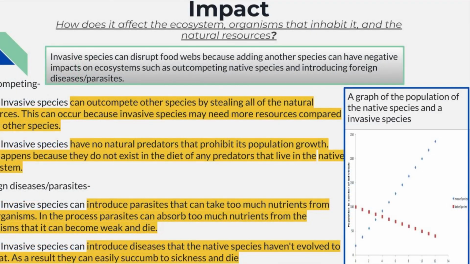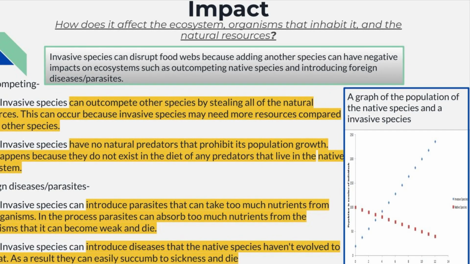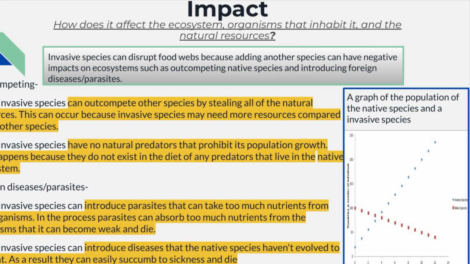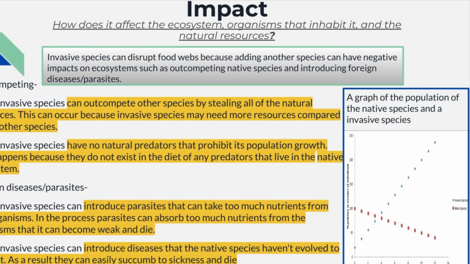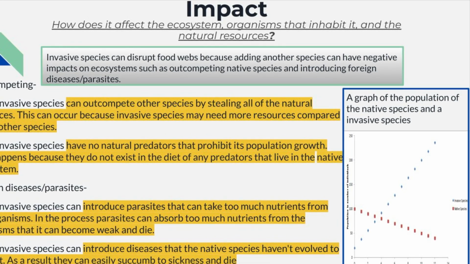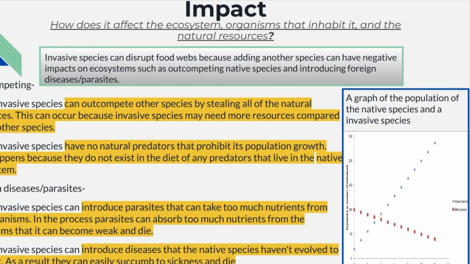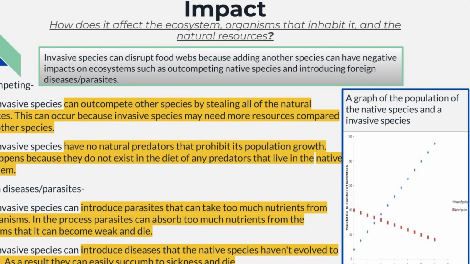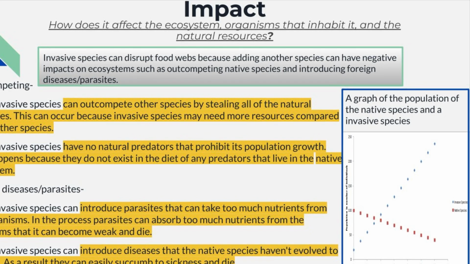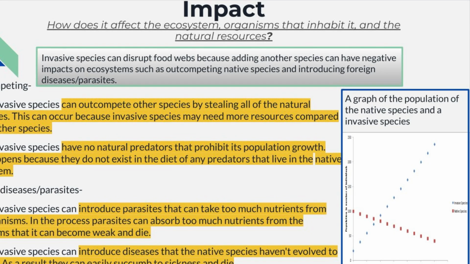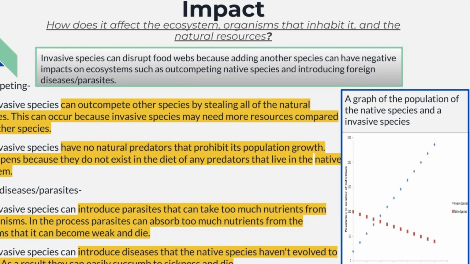Slide 9: Impact. Invasive species can cause serious harm by outcompeting native species for food, water, and space. Many invasive species have no natural predators in their new environment, so they grow and spread quickly. They may also bring foreign diseases or parasites that local animals and plants aren't adapted to fight. This can weaken or kill native species, reducing biodiversity and unbalancing the entire ecosystem.